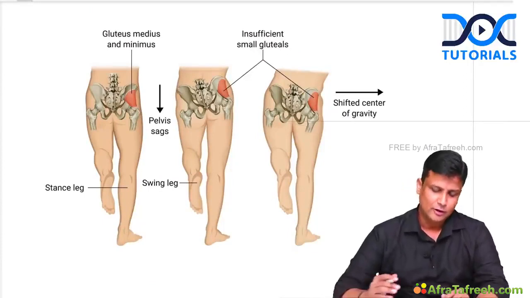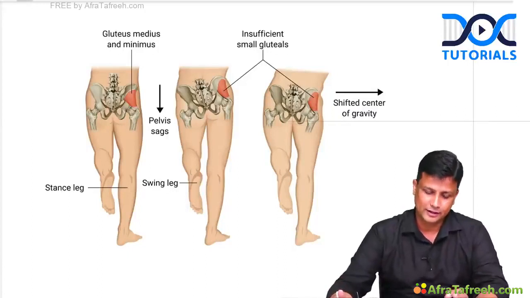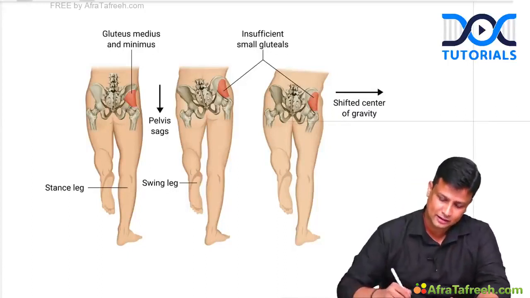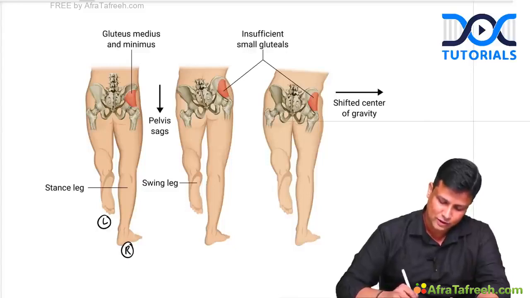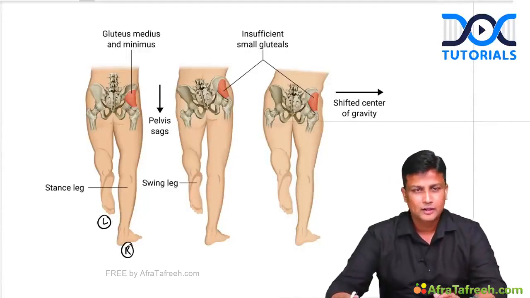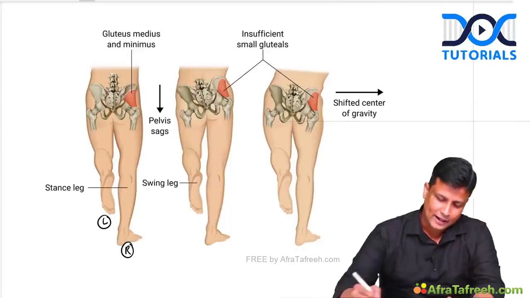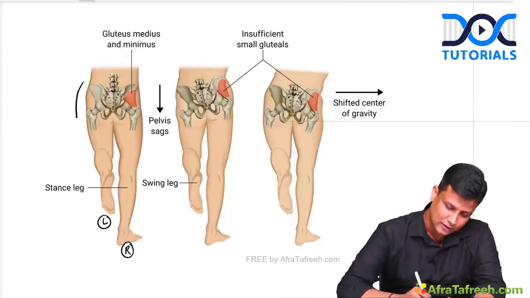Look here. Now don't try to look at all the diagrams at one time. First of all, look at the first diagram. In the first diagram, you can clearly see the right foot is on the ground and the left foot is off the ground, in the air. While walking, the right foot is on the ground, the left foot is off the ground. So the left side of the pelvis will tend to fall down.